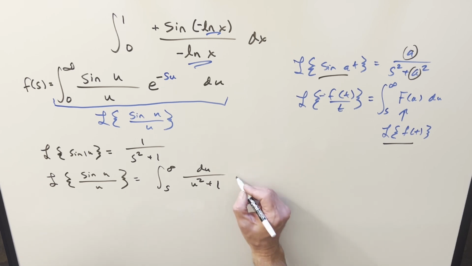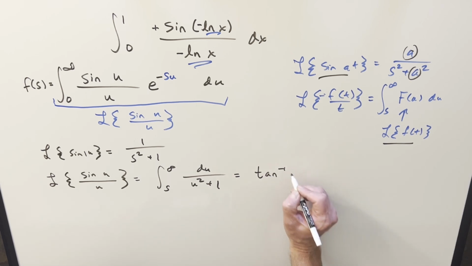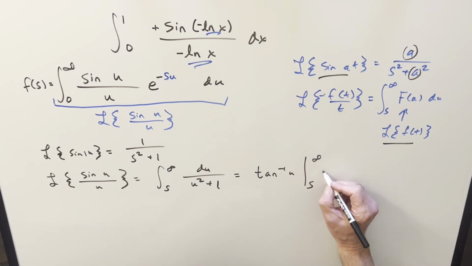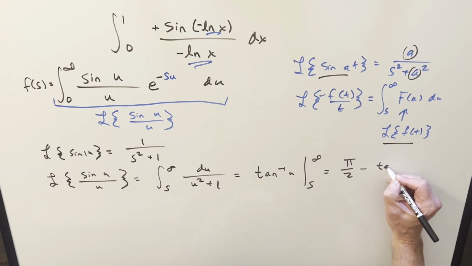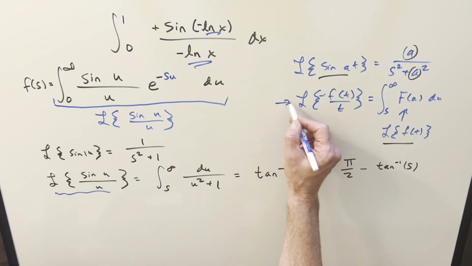This here is just the arctan formula. So when we integrate this, we're going to have arctan of u evaluated from s to infinity. Plug in infinity, we get pi over 2. Plug in s, we get minus arctan of s. I do have videos on all these Laplace transforms. I'll put that in the description. We have a video for this exact one, but we also have it for this one and this one.